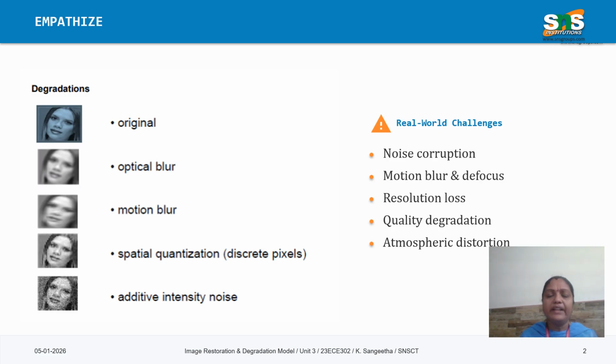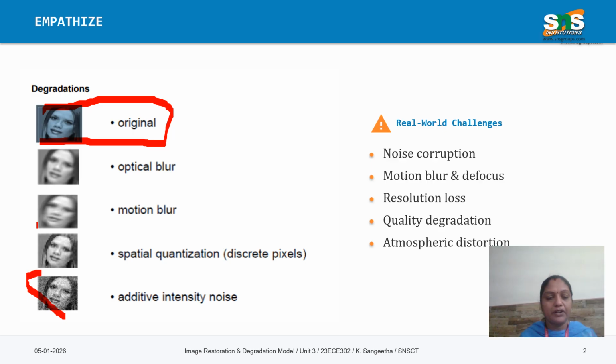So first, why do we need image restoration? Image restoration mainly focuses on recovering original images degraded by blur and noise. For example, this is the original picture, this is optical blur, this is motion blur, this is spatial quantization, that is discrete pixels, and this is affected by intensity noise.